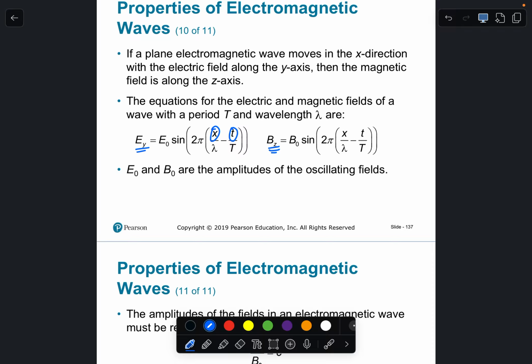So, I mentioned that the E field and the B field and the velocity are all perpendicular to each other. So if we were to place them on an XYZ axis, the relationship we would see is that if the velocity is in the X and the electric field is in the Y, then the magnetic field must be on the Z. Okay?